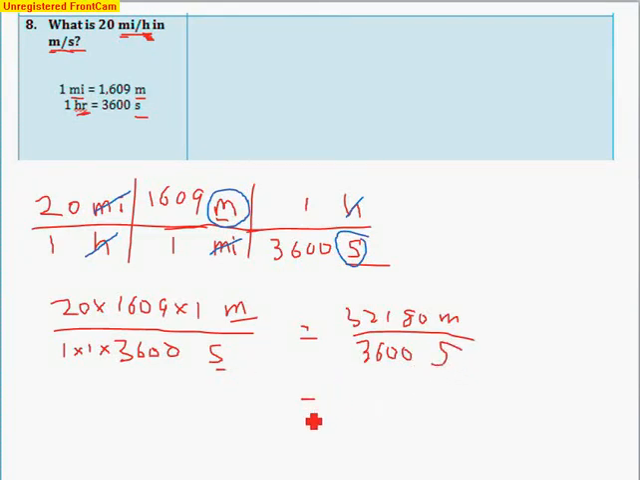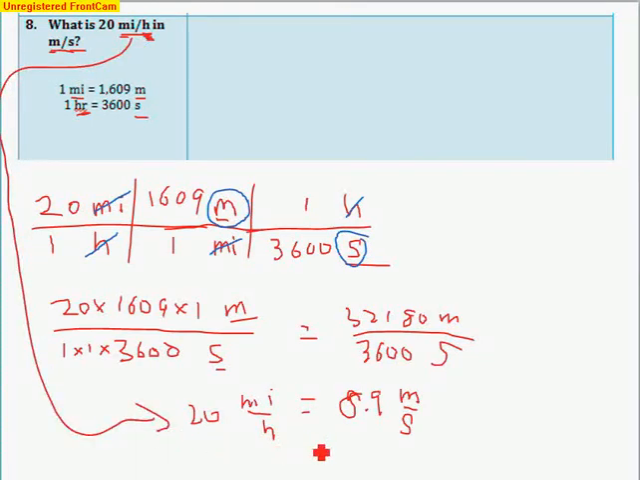Okay. Get your calculator out to simplify that. And I get 8.9 meters per second. Alright, and we're done. 20 miles per hour is 8.9 meters per second. Okay. So 20 miles per hour was our starting quantity, and this is what we end up with. Alright, that's it.